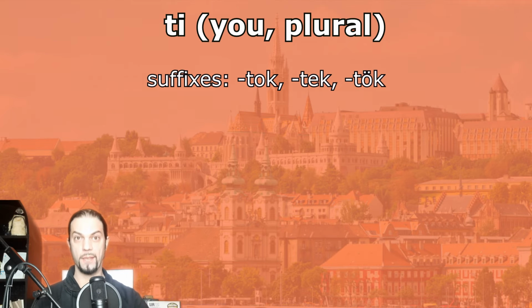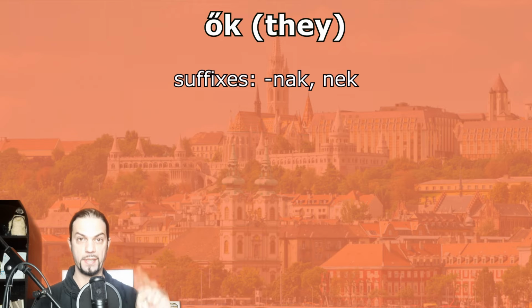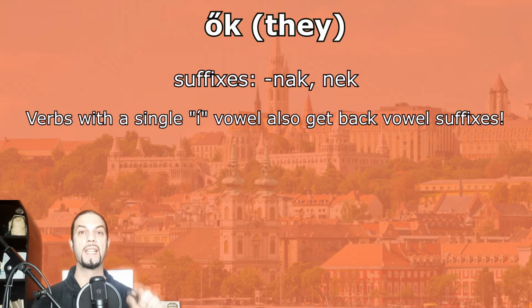Ti can have three suffixes: tok, tek, or tök. Allow me not to explain the rules of vowel harmony once again. And finally, ők has two suffixes, nak or nek. And one more important thing. If the verb only has a long e vowel in it, it will also get the back vowel suffixes, despite e being a front vowel. Let's see how this works in practice. I'm going to introduce the infinitive form of the verbs first, and then we'll take it from there, okay?